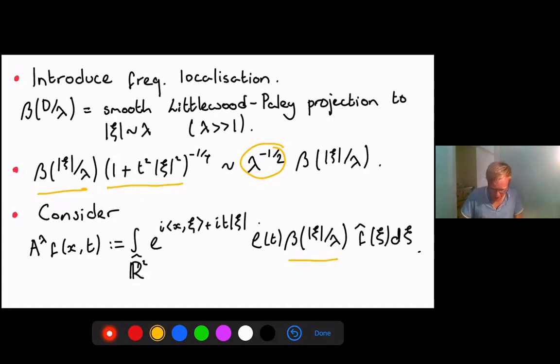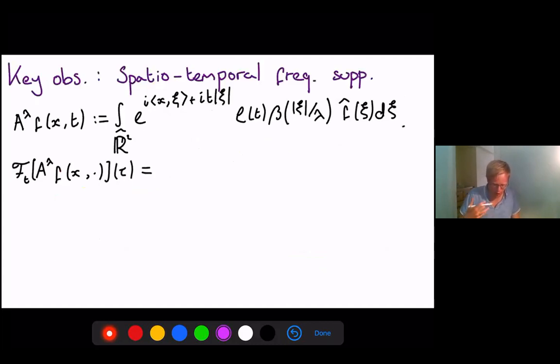So that's us taking into account the decay. And now we want to understand how the oscillation plays a role in our analysis. So we're going to look at the oscillatory term. And the key observation here is that these operators have special spatio-temporal frequency support. So what do I mean by this? Well, let's write out the operator.